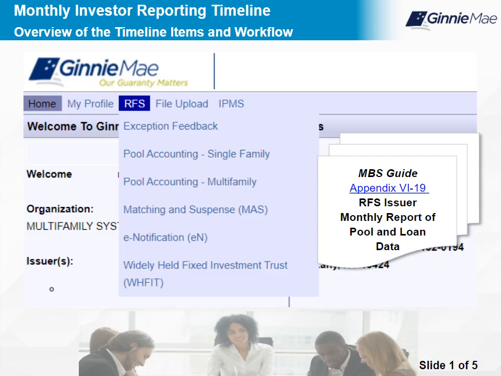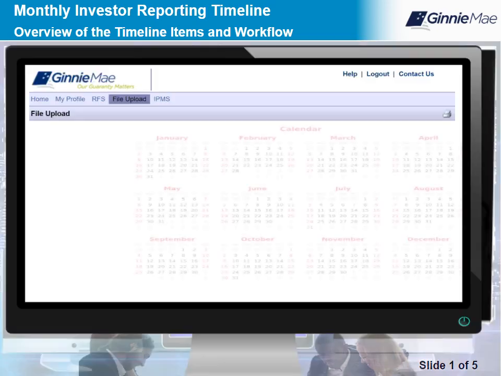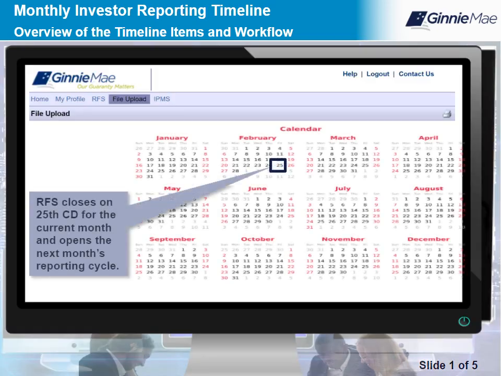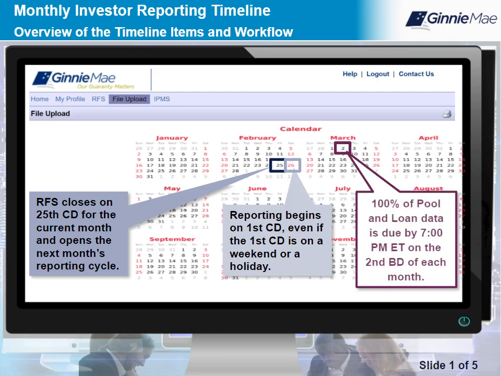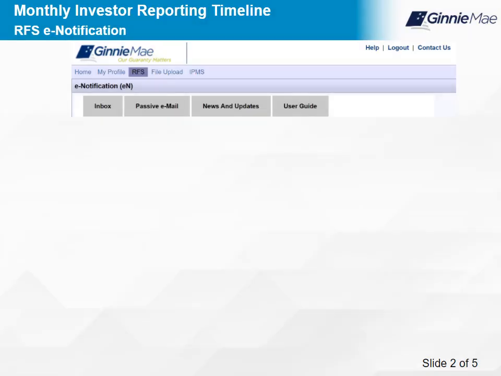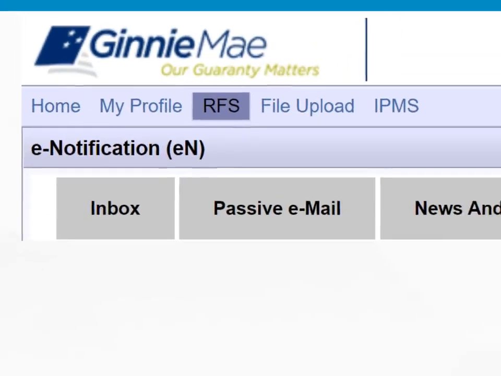For now, it is important to recognize key dates. RFS closes for the current month reporting and opens for the next month's reporting cycle on the 25th calendar day, CD, of the month for reporting on the morning of the first calendar day, even if the first calendar day is on a weekend or a holiday. The issuer submits 100% of pool and loan accounting data to the RFS by 7 p.m. Eastern Time on the second business day, BD, of each month. Select Next to continue.